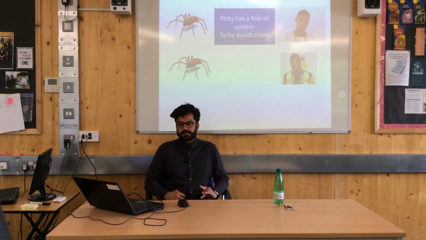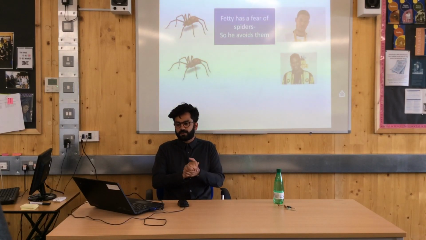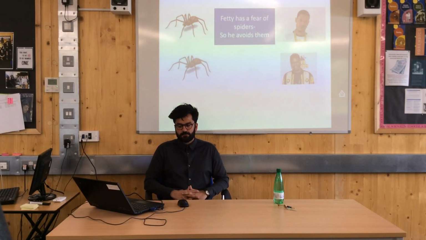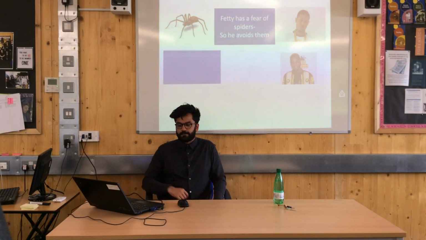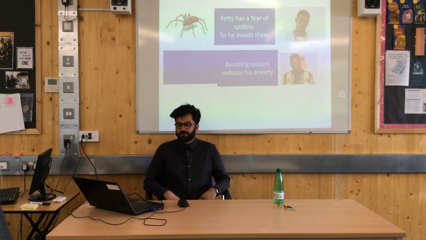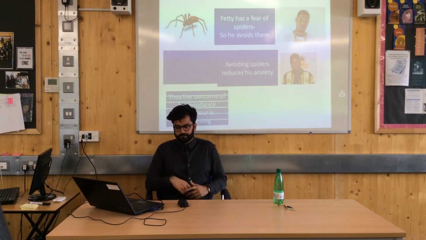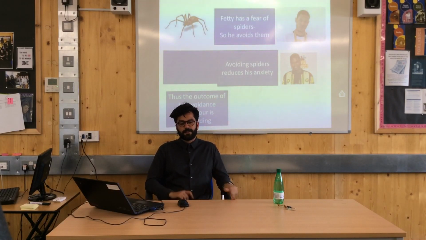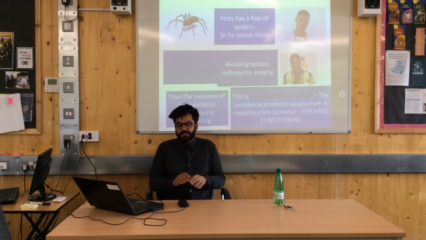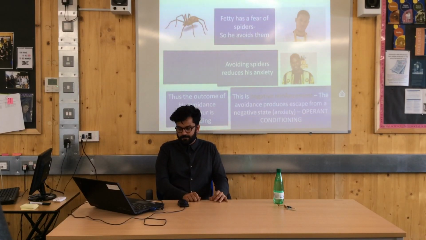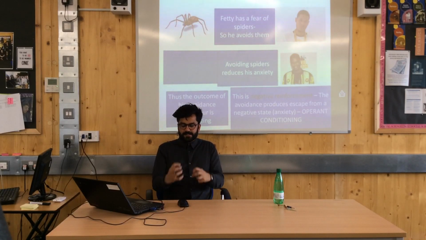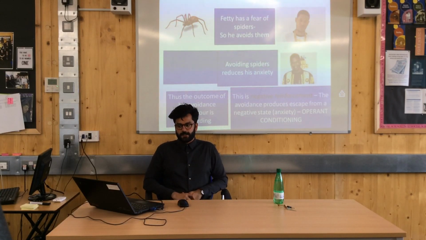With regards to operant conditioning, the second part of the two-process model, we have our example above of our friend Fetty, who has a fear of spiders. So Fetty avoids spiders because he's afraid of them. As you can see there, the spider is there, the spider is now covered up, and avoiding spiders reduces Fetty's anxiety. Thus the outcome of his avoidance behaviour is rewarding. So this is therefore negative reinforcement. The avoidance provides an escape from the negative state of anxiety, and therefore that is operant conditioning.